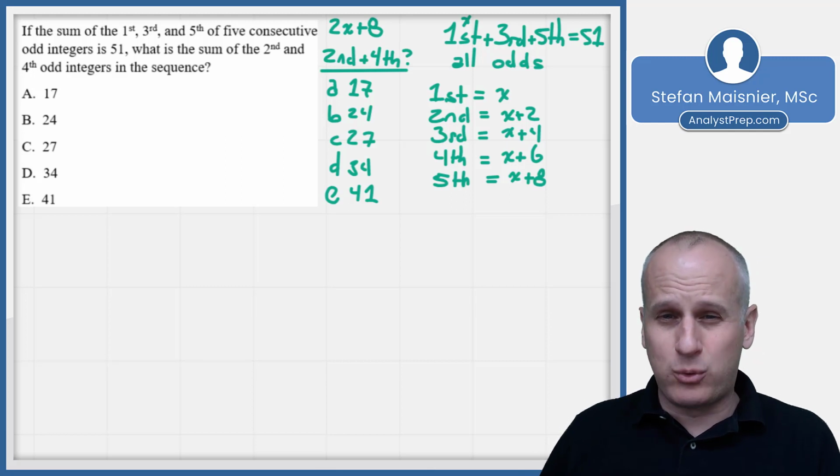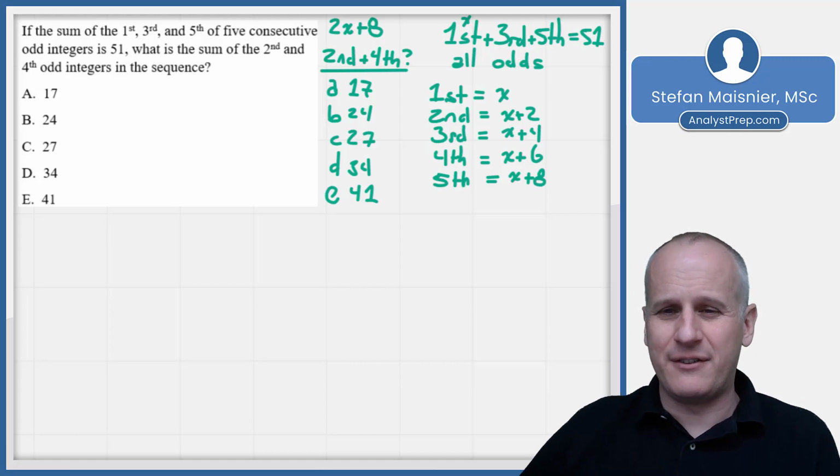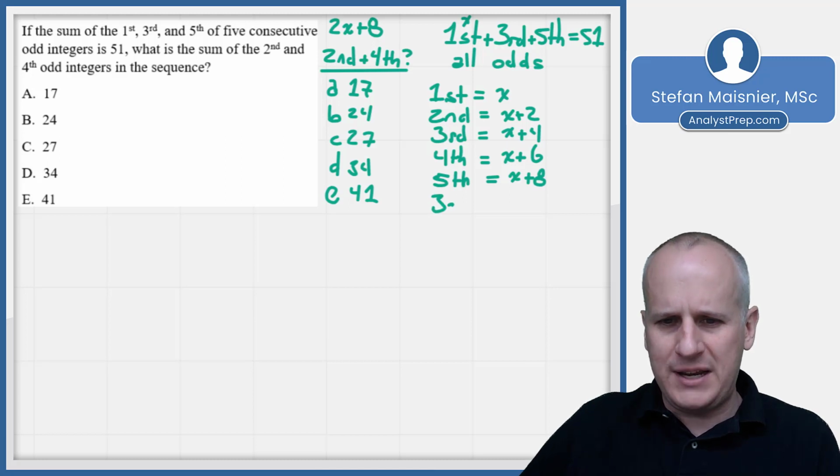And you have to read incredibly carefully, because it doesn't say the sum of all of the odds is equal to 51. It says specifically the first, third, and fifth. So that means that x plus 4 plus x plus 8 is equal to 51. So that's going to be 3x plus, because that's x, and x, first, third, and fifth, 4 plus 8, which is 12, is equal to 51.